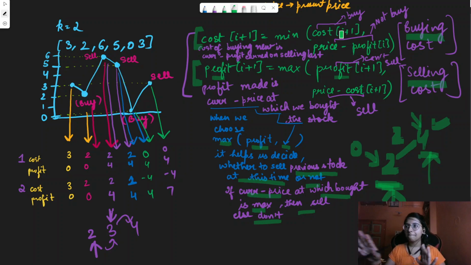So yeah, this was pretty much a more theoretical explanation, and now comes the next part. Let us go ahead with the dry run of the case. In this particular case, we can see that our price starts from 3.